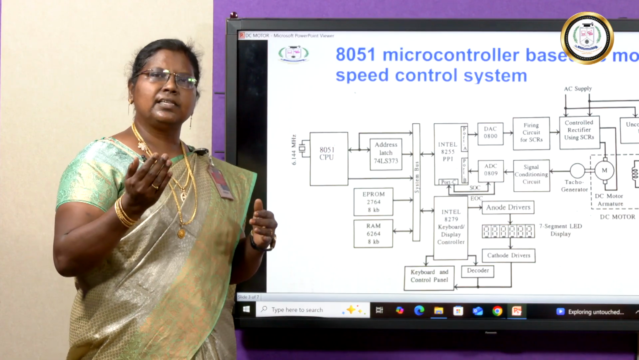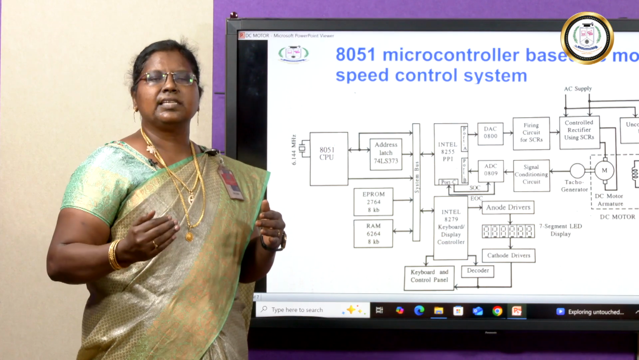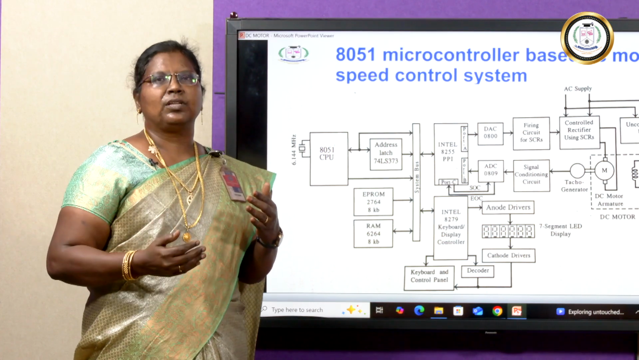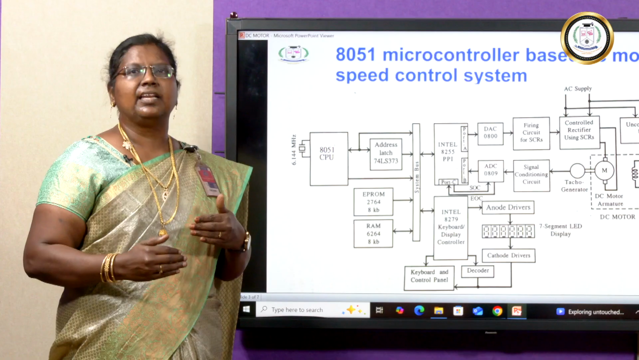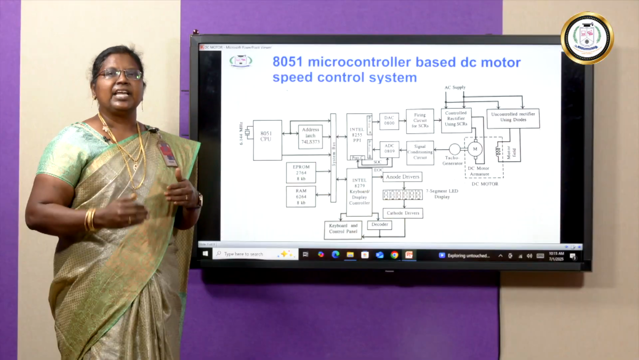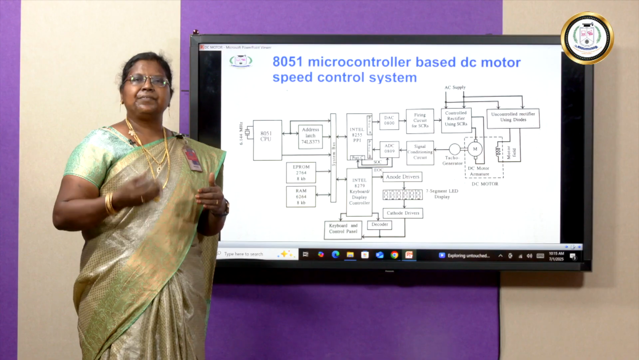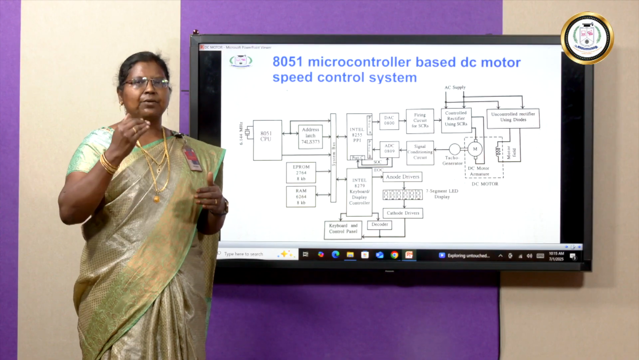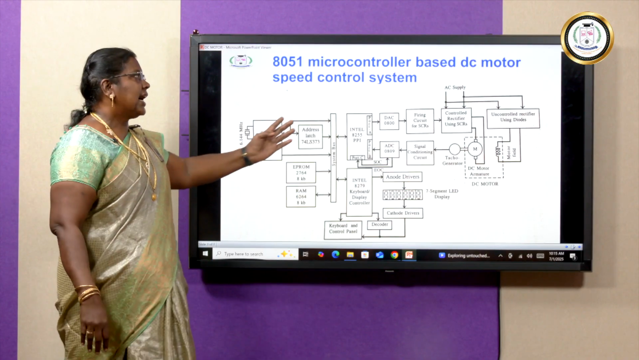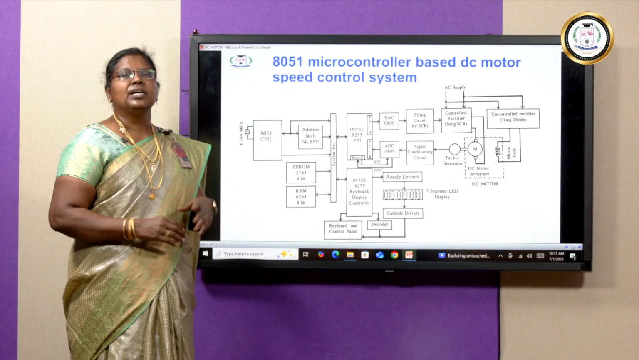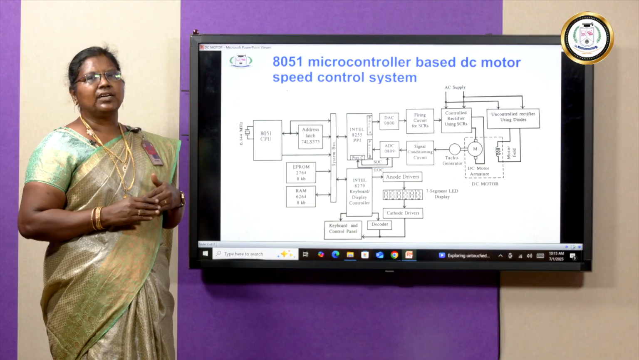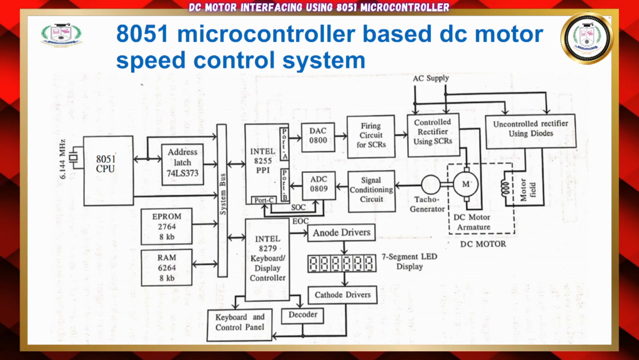Either it will be increasing or decreasing the voltage, depending upon the speed of the motor that we need as per the desired speed. If the actual speed is lesser, then we have to increase the speed of the motor. If the actual speed is more, then we have to decrease the speed of the motor. That will be done with the help of adjusting the firing angle of the SCR, which is supplied to the armature voltage. So, this is the function of your DC motor speed control.